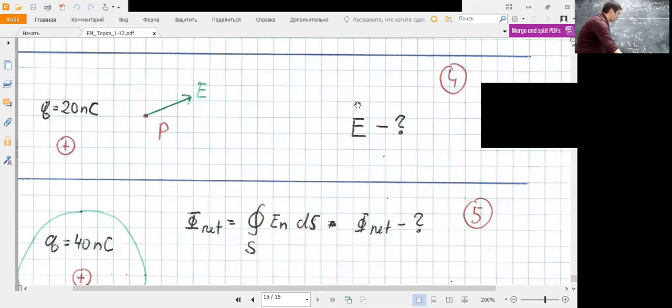F10 should be negative, okay? Because here the negative charge. But F20 is positive. After that, you should subtract F10 from F20. 37.5 Newton. Perfect. Okay, next one.